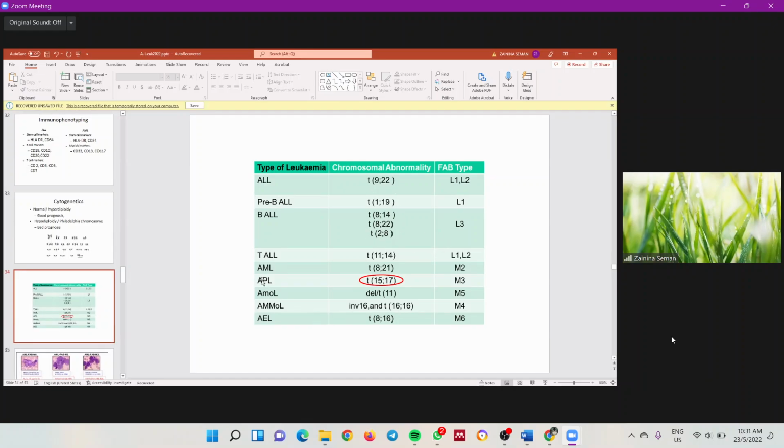So these are mainly to prognosticate the patient. However, in APL or APML, if you remember just now, the AML M3 subtype, which is associated with translocation 15;17, this translocation we use for diagnosis as well as prognosis. For the others, it is mainly for prognosis. But for this one, it is to diagnose APML.